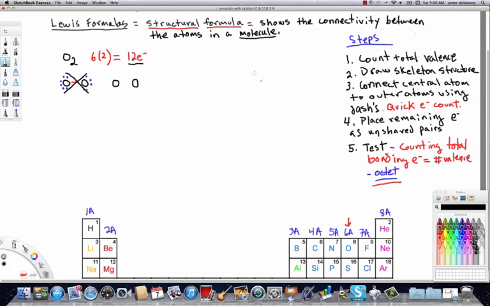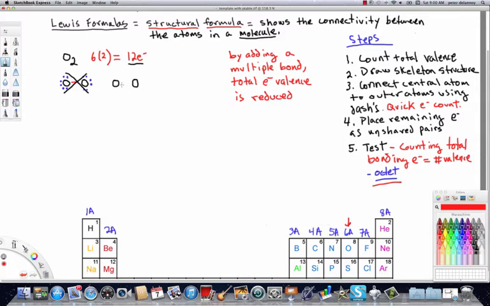So here's a key thought in this. By adding a multiple bond, the total electron valence is reduced. All right, the total electron count. So here's what I mean.